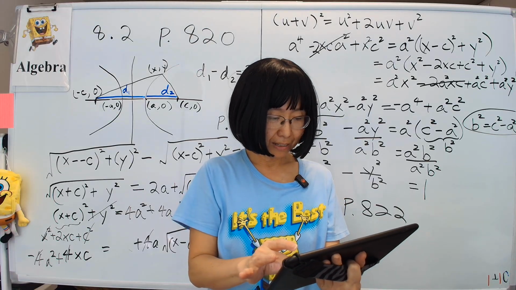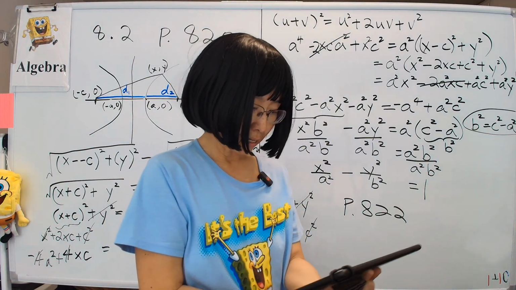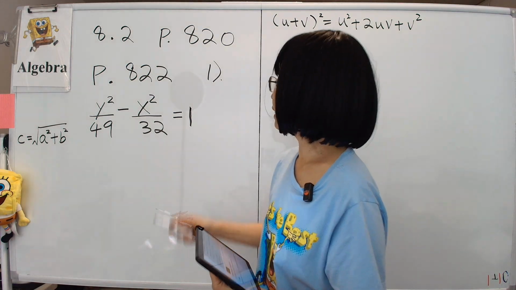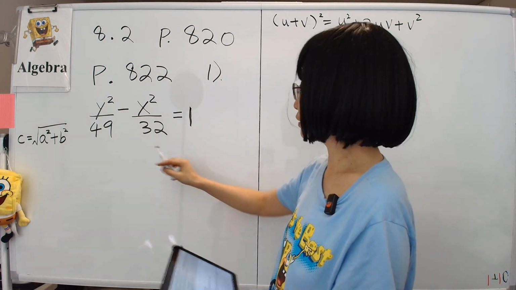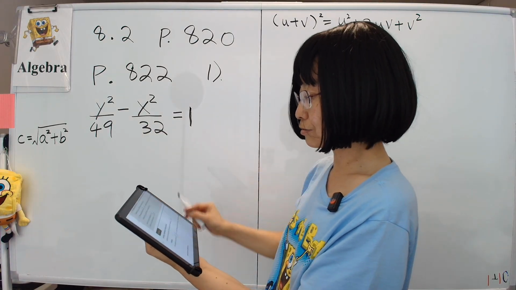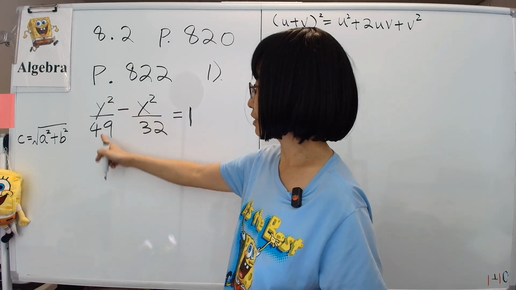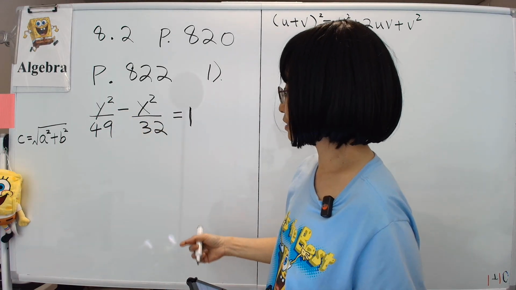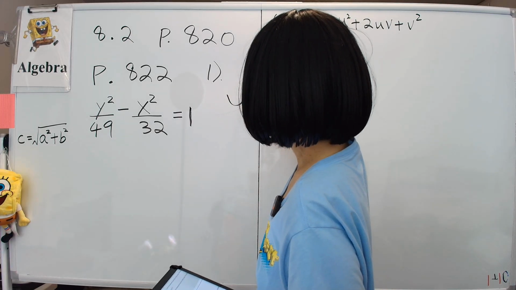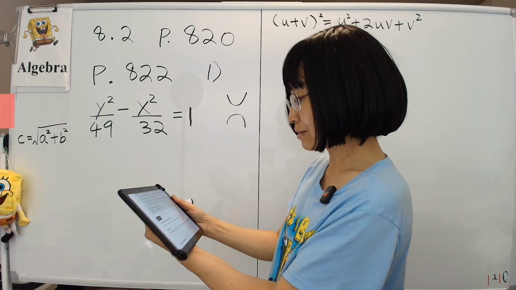So let's look at example 1 at the bottom of the page. Let me erase the board first. Example 1 on page 822: we have y squared over 49 minus x squared over 32 equals 1. The y is the positive one, over the bigger number, which means this hyperbola is the vertical version. That is, it looks something like this. It goes up and down instead of left and right, but otherwise it should run about the same way.